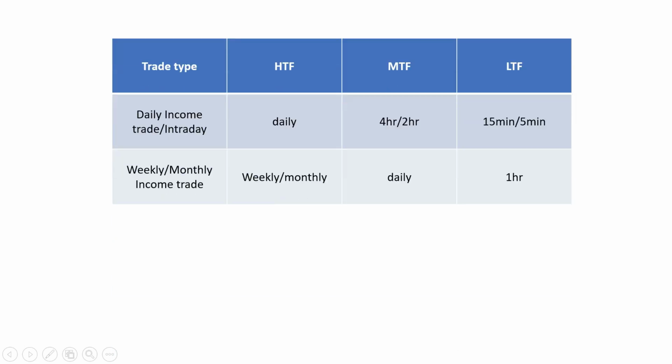So let's quickly run through the time frames. If you're someone who's looking for a daily income trade or an intraday trade, you can take the higher time frame as daily, the intermediate time frame as 4 hour or 2 hour, and the lower time frame as 15 minutes or 5 minutes. And if you're looking for a weekly income trade or a monthly income trade, you can take the higher time frame as weekly or monthly, daily for the intermediate time frame, and 1 hour for the lower time frame.